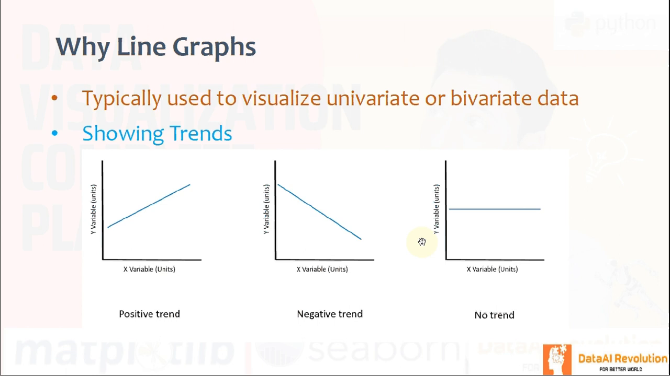You can see in this particular image, this is the positive trend, this is the negative trend, and this is the no trend. The value of y is constant here. X changes, y is not changing. Here x changes, y changes, but it is going in a decreasing direction. That's why it's a decreasing trend, or a negative trend. Here x changes, y also changes, but it is not decreasing, it is increasing. So this is called a positive trend or increasing trend.